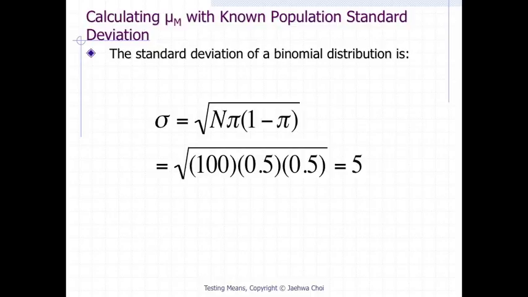This value was calculated from the binomial distribution for an n equal to 100 and a population proportion pi equal to 0.5. The formula for the standard deviation is shown here. It is not critical for present purposes that you recall this detail of the binomial distribution. It is important to know that this is an example in which the population standard deviation is known to be 5.